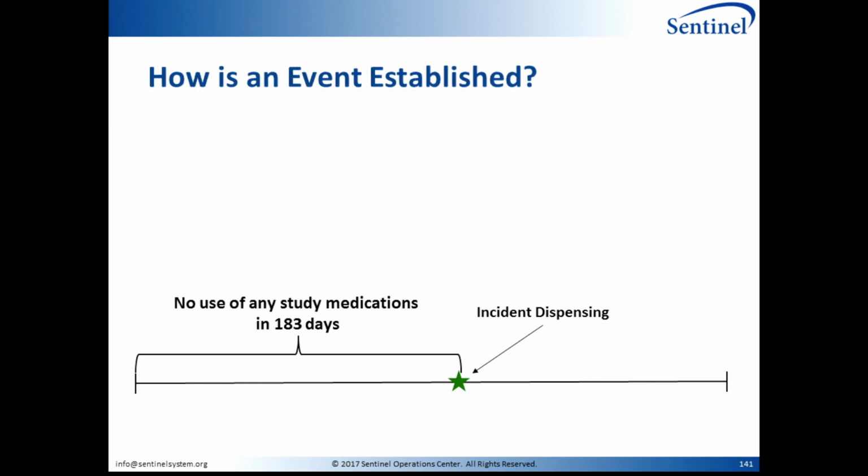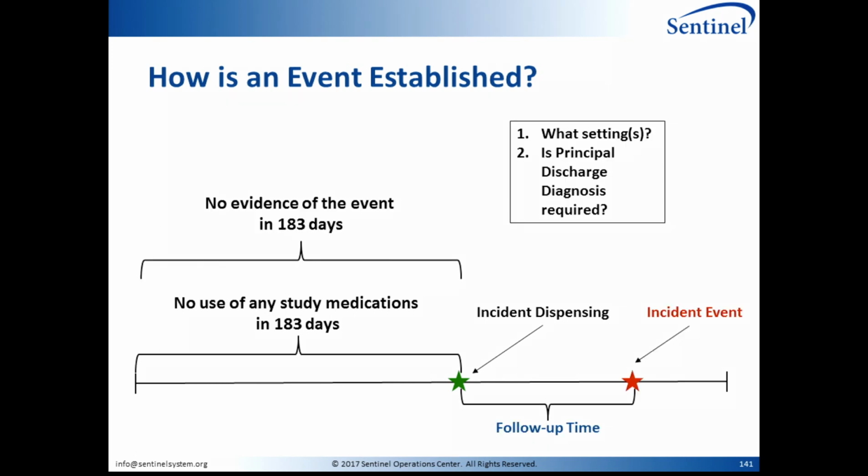Then I'm going to look for an event. So once I have my initial dispensing, now I have to think about, okay, how am I going to find my diabetic ketoacidosis event? And so then there are some things that we have to talk about with respect to parameters that take care of the event. And so here the event is going to have a period of time in between my dispensing and my event, which I'm going to call my time to event or my time at risk. It's going to also be my follow-up time.